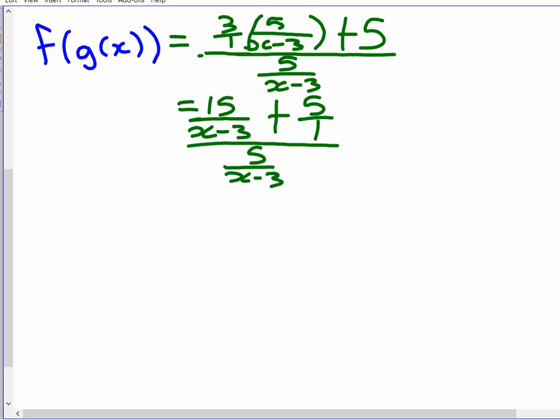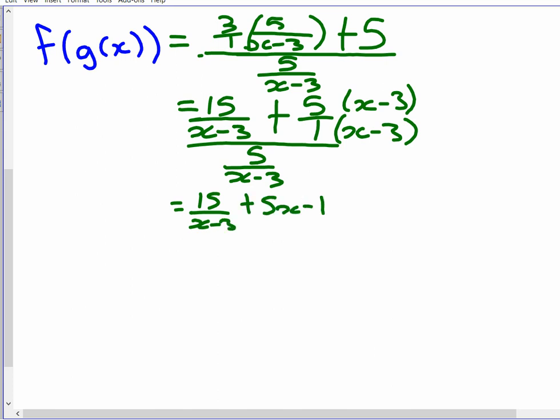So then, in order to add it, we have to have the same denominator. So I multiplied it by x subtract 3, and whatever you do to the top you have to do to the bottom, and vice versa. So that becomes 15 over x subtract 3 plus 5x subtract 15 over x subtract 3, all over 5 over x subtract 3. It sounds like you might have some questions about what happened there.